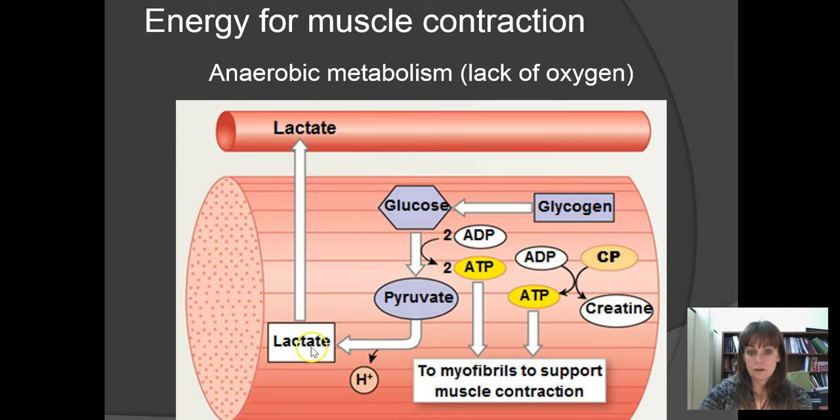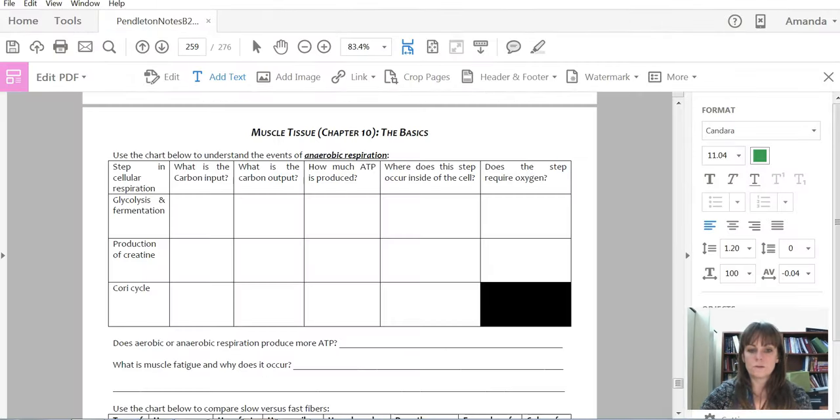Now, we don't get any energy out of that, but it's going to help this part to keep on going. Okay? So if you're following along with your notes, glycolysis and fermentation, we start off with glucose. But this time our carbon output is lactate. How much ATP is produced? Well, 2 ATP. And all of this does occur in the cytoplasm, and it does not require oxygen.